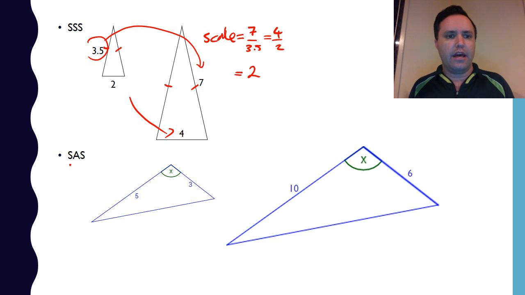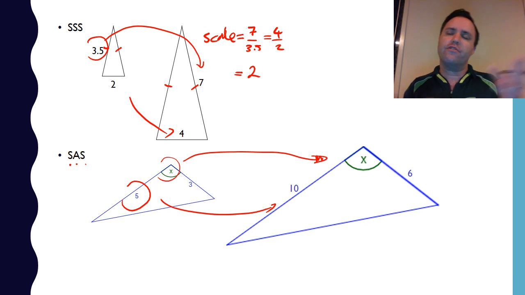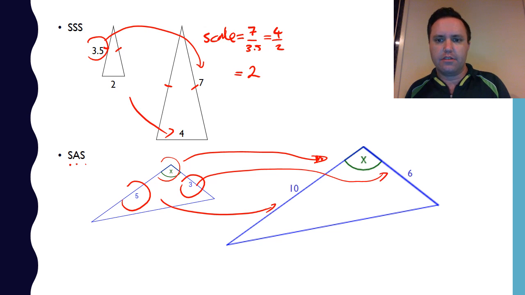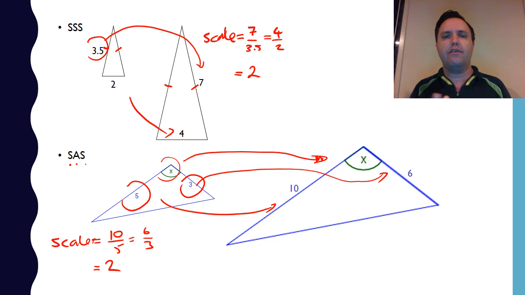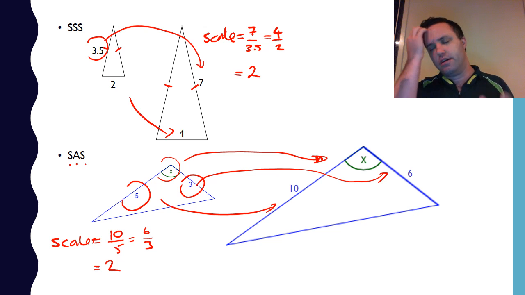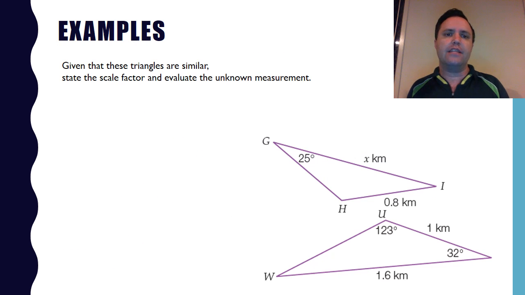So side, side, side works, and side angle side is our other one. So 5 to 10, some angle, x, x. Remember, it's only the sides we're worrying about actually changing their measurements, whereas the angles stay the same. And 3 matches up with 6 over here, so our scale factor for this one is also equal to 10 over 5, which is 6 over 3, which is the same as 2. So that's how our similar triangle stuff is going to work. Same kind of thing: find those tests, work out which one's going to work, and use that one. Let's have a look at a couple of examples.